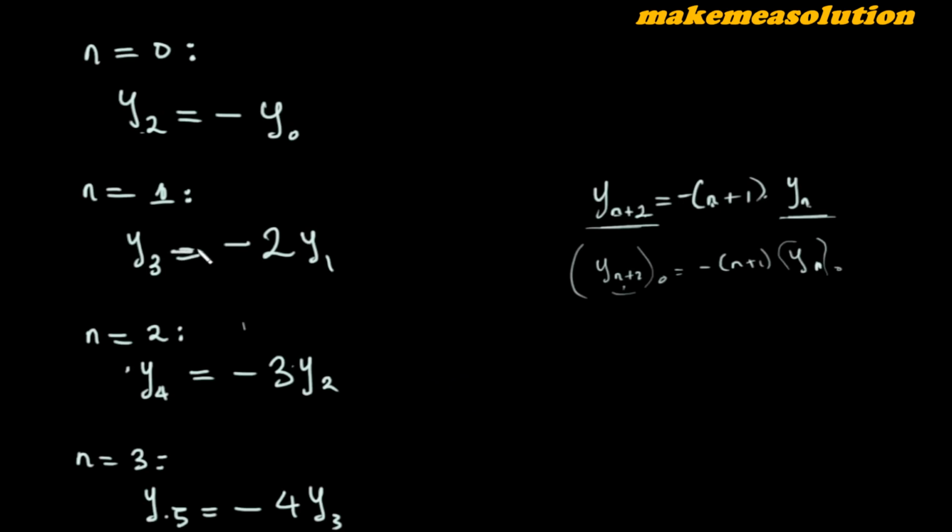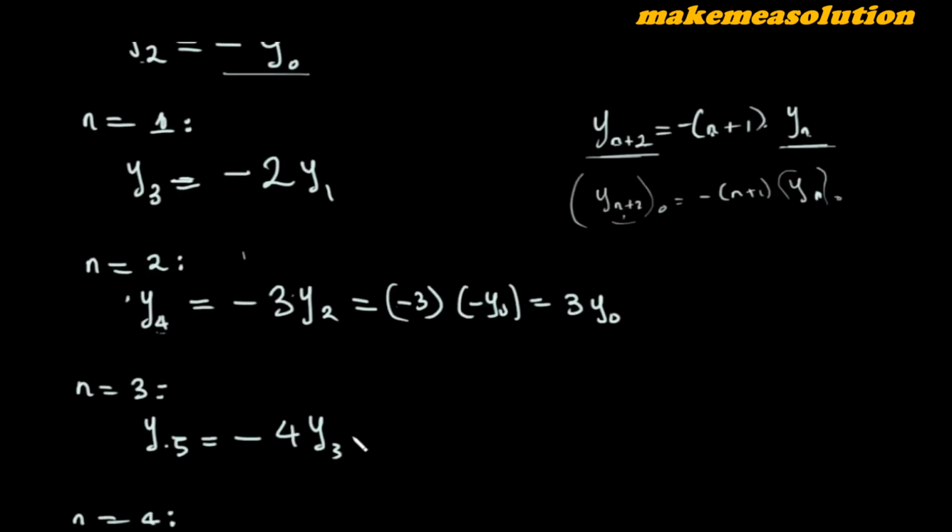Okay, now in this particular one, when we are solving for n equal to 0, we have y2 equal to minus y naught. Okay, so y3 is equal to minus 2y1. Now see what we get in y4. y4 is equal to minus 3y2. y2 is already defined in terms of y naught, so you can actually see minus 3 times minus y naught, which gives you 3y naught. Is that okay?